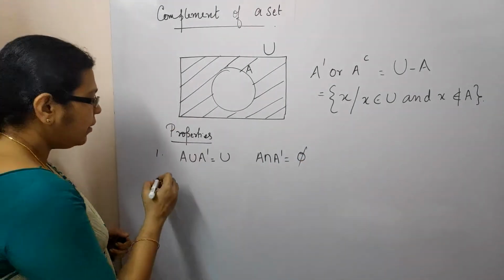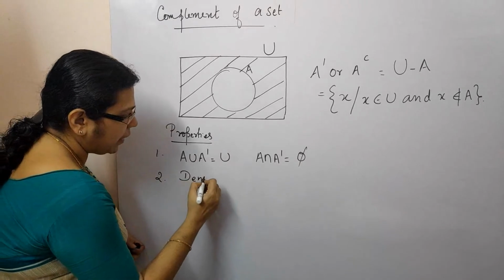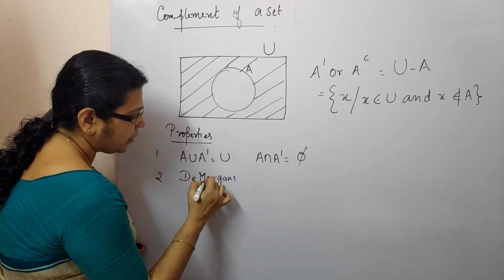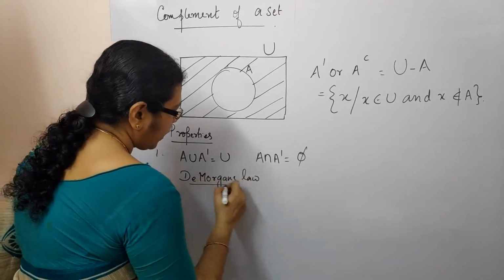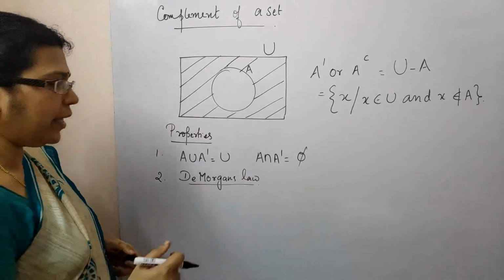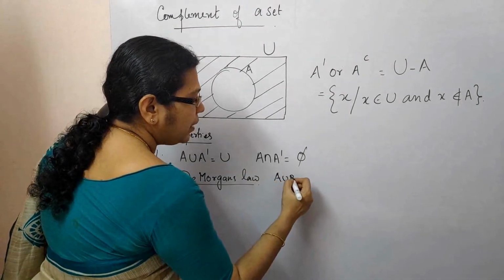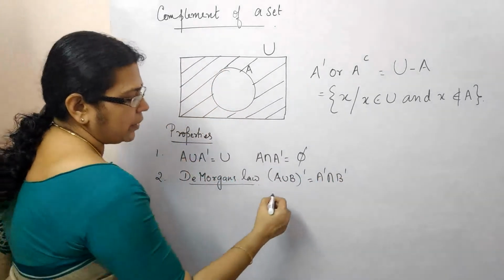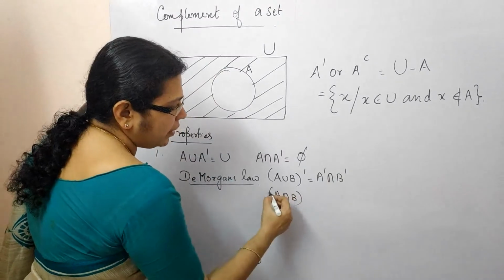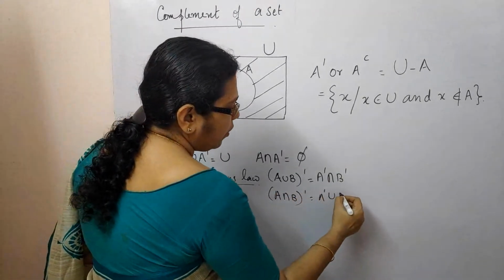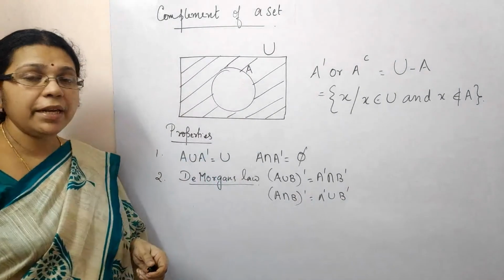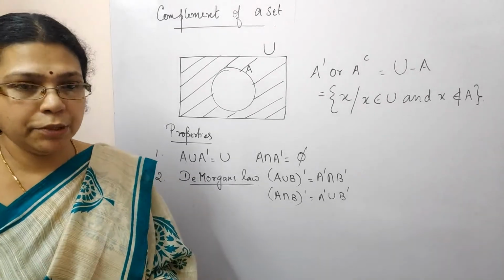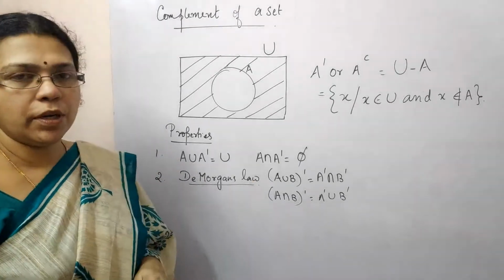Then we have the second property, which is named De Morgan's law. This M is a capital letter actually. De Morgan's law states that A union B the whole complement is equal to A complement intersection B complement, and A intersection B the whole complement is equal to A complement union B complement. A very, very important law. We need this in probability too. So this is De Morgan's law.